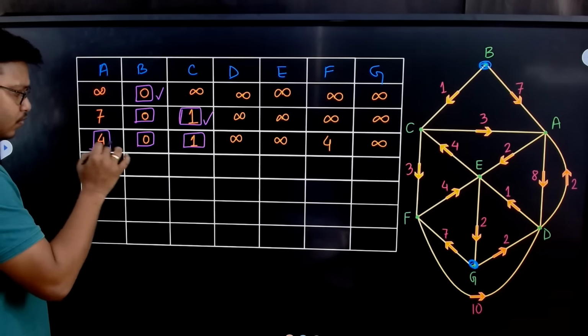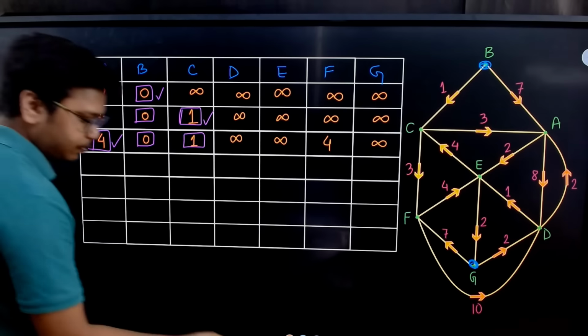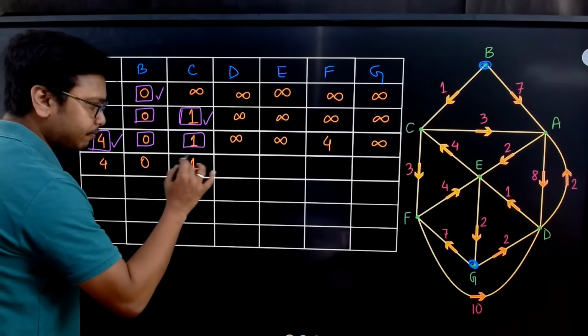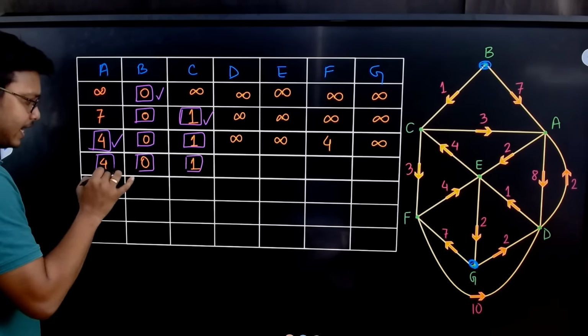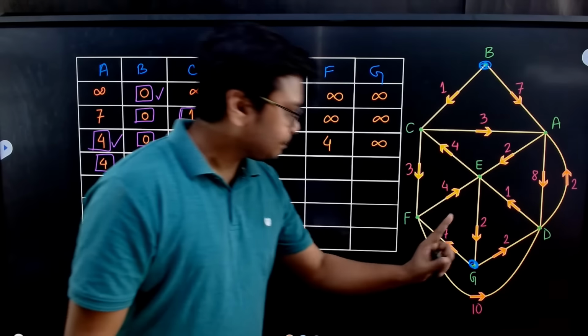We will assign this one. If you want, you can assign that 4 also. It's not going to be any problem. So put a tick beside it, copy the labels that we have done from the previous row, and then proceed as before. So now we are traveling from A to D.